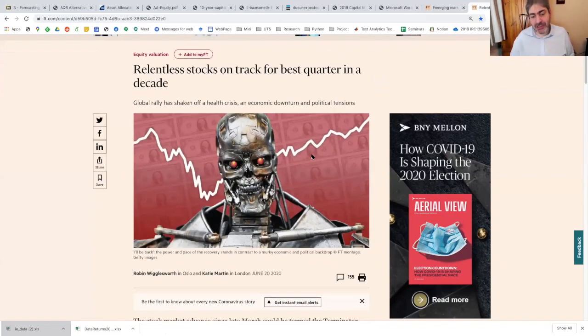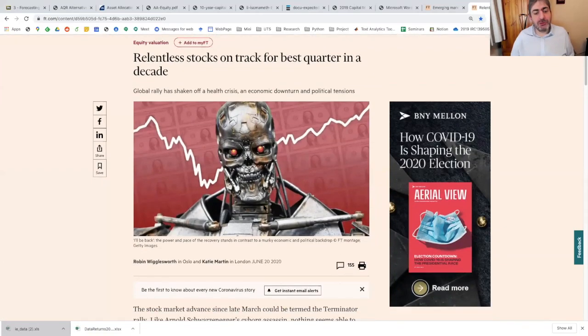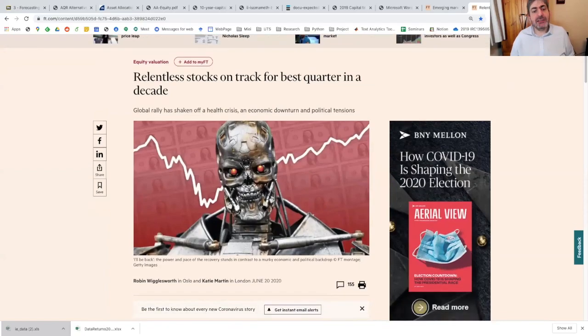The Financial Times uses the CAPE all of the time, okay? And so in this article from June 20, they are basically discussing the fact that everybody is talking about that even if the coronavirus has wrecked the economy, the US stock market hasn't stopped. It went down very fast for a couple of months and then came back up, okay?